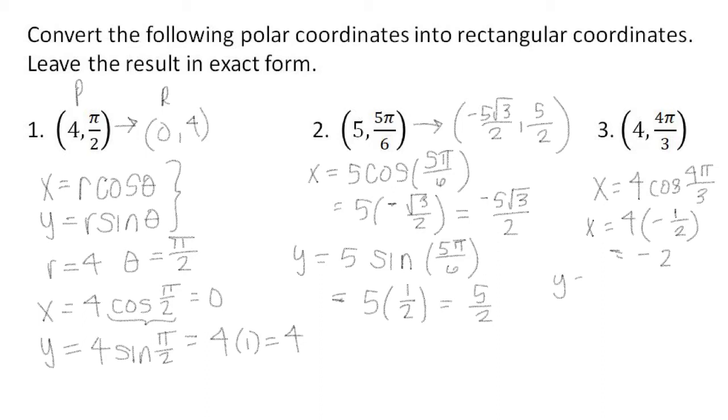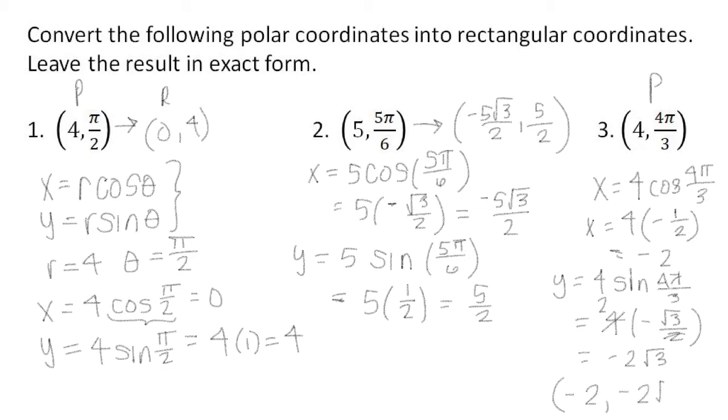And then y equals, again, 4 sine of 4 pi over 3. Since we're in the third quadrant, sine is going to be negative here, and that's going to be root 3 over 2. Now keep in mind when you multiply these, that 2 will cancel into 4, leaving 2. And so we have negative 2 root 3. So our new ordered pair, from polar to rectangular, will be negative 2, comma, negative 2 root 3.